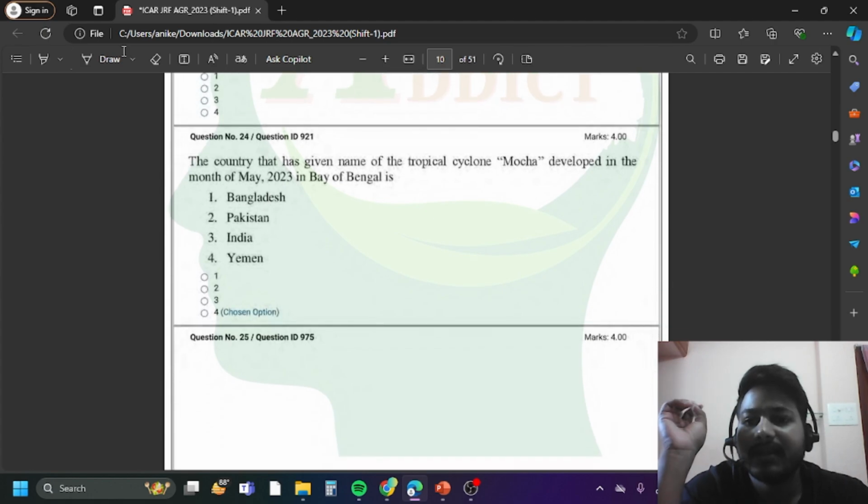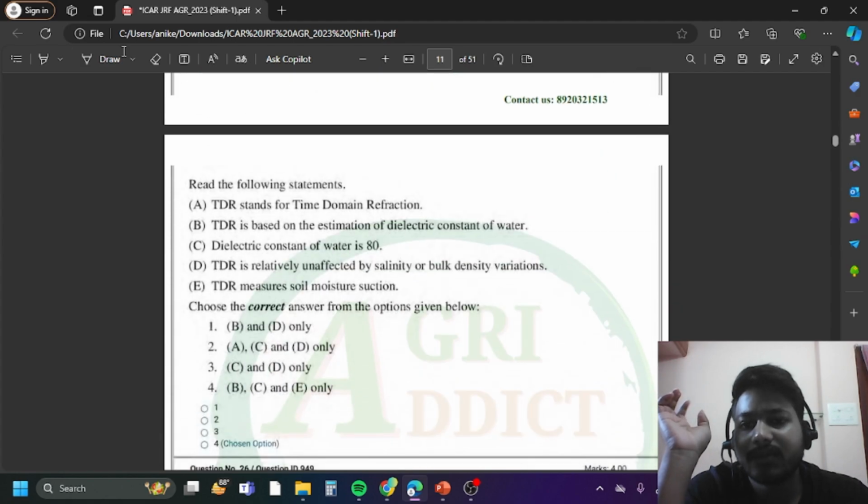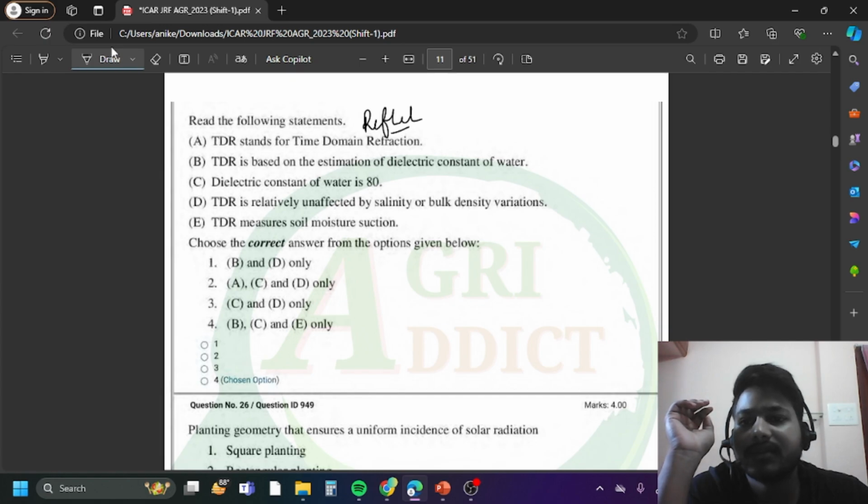Next, the country that gave the name to the tropical cyclone Mocha, developed in the month of May 2023 in the Bay of Bengal, is Yemen. Yemen gave that name Mocha. Question number 25, TDR stands for time domain refraction. No, it's time domain reflectometry. Reflectometry. So this is wrong.